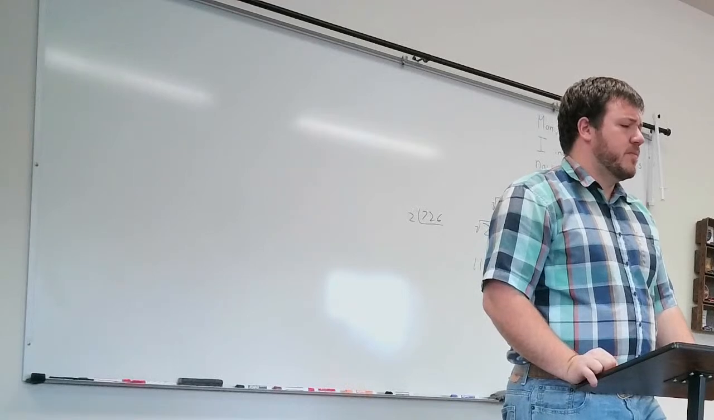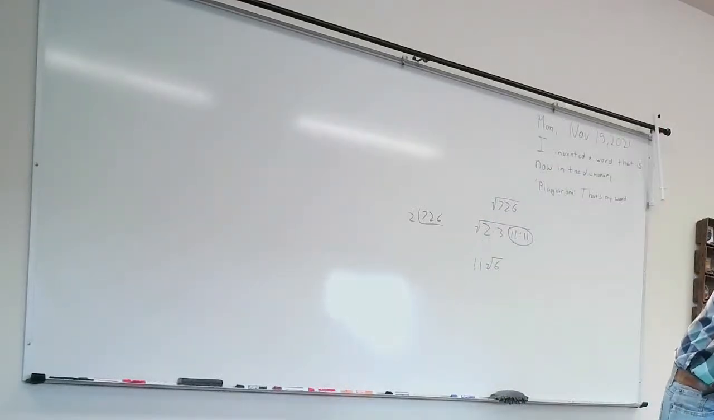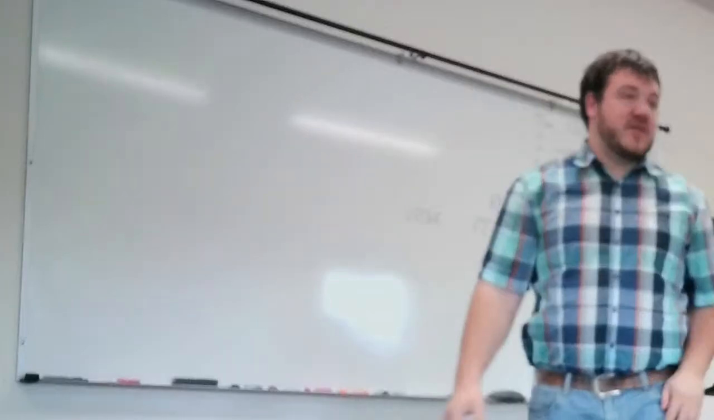So this leaves a 1 right there. Why doesn't it leave a 1 here and a 1 there? Because they cancel each other out. Anytime you divide a number by itself, you get 1.